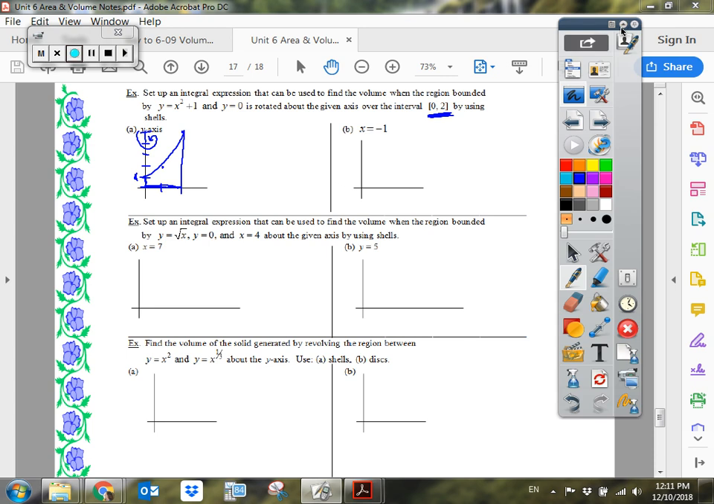So let's put on here R and H. Okay, R is measured from the axis of rotation into the figure. That's R. H is measured from one end of the figure to the other, and it's parallel to the axis of rotation. That's H.